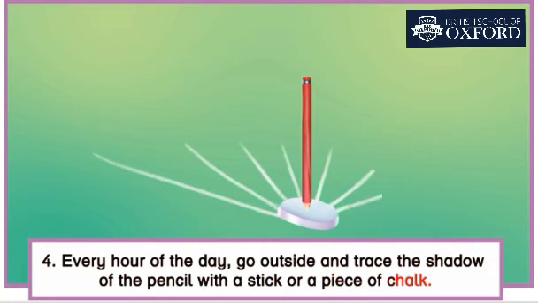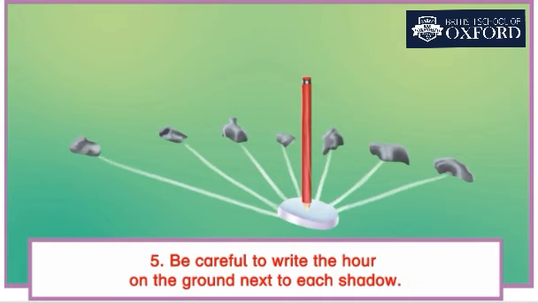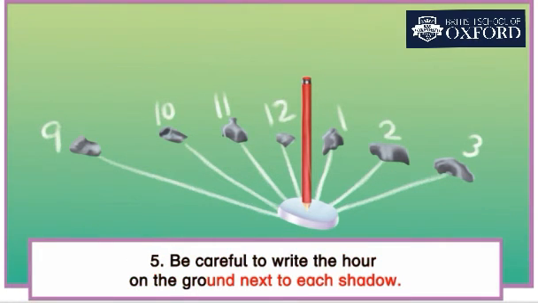stick or a piece of chalk. Put a pebble at the end of each line. 5. Be careful to write the hour on the ground next to each shadow.